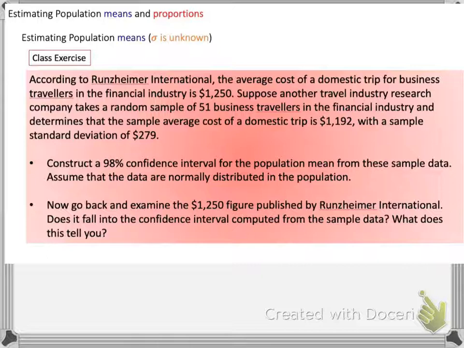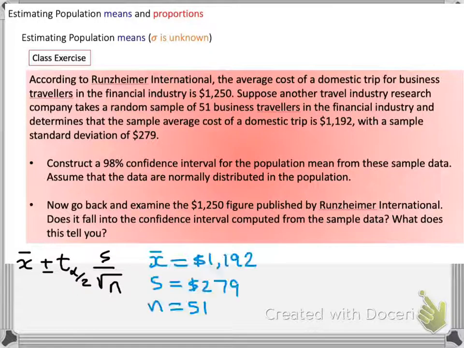Well, the first thing to note is that we are trying to create a confidence interval. That's the first part. We are trying to construct a 98% confidence interval. These guys are saying that the average cost from their sample was $1,192 with a standard deviation of 279. And we're trying to compare that with what Ronzheimer International said the population average was. That's what we're trying to do. The information we are provided with: we have the sample mean, which is $1,192. The sample standard deviation is $279, and the sample size is 51.